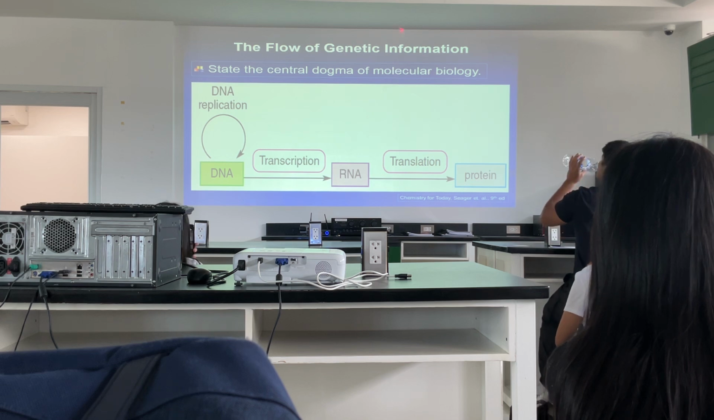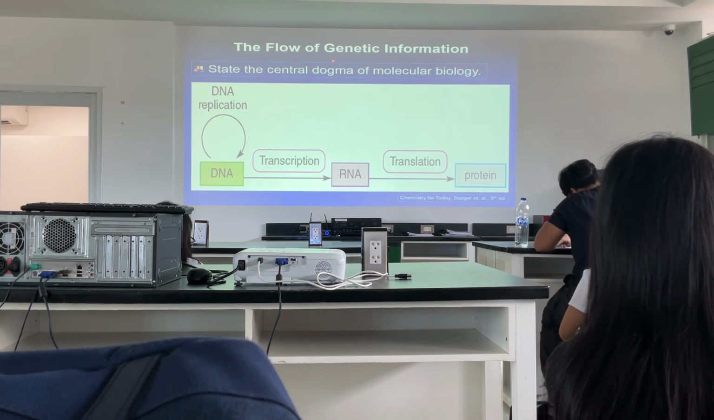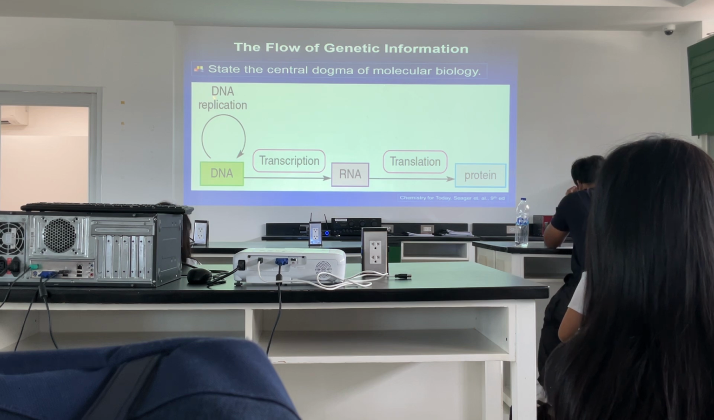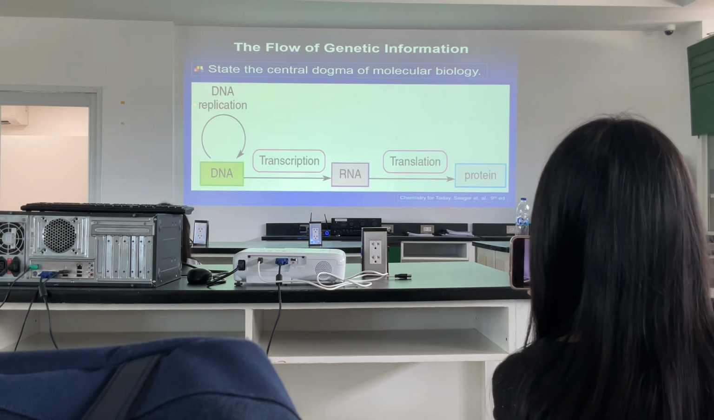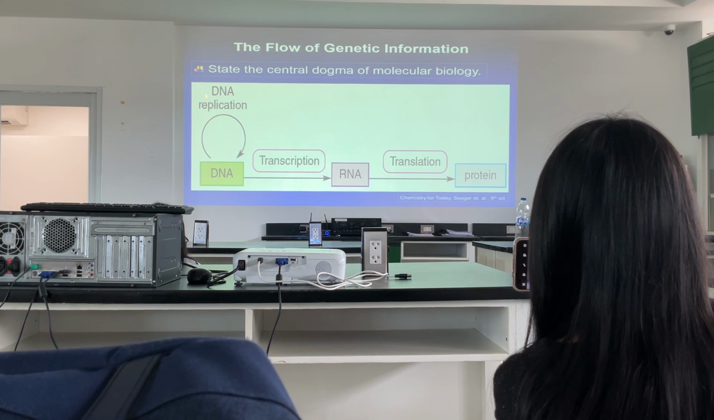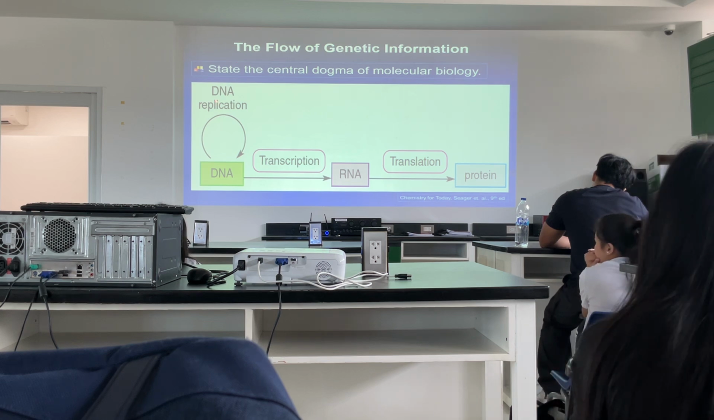So next we move to the flow of genetic information. So what is the central dogma of molecular biology? The central dogma refers to the flow of genetic information. From the DNA, it is transferred to dividing cells by a process we call DNA replication during mitosis. Each strand of DNA will act as a template in the synthesis of a new strand. And that occurs during cell division.